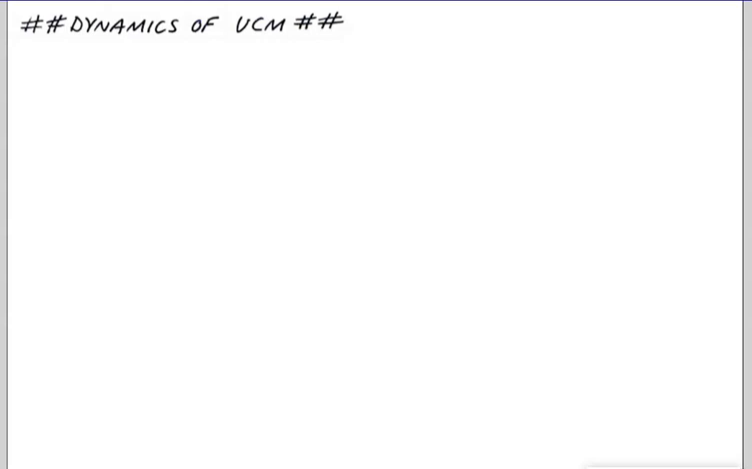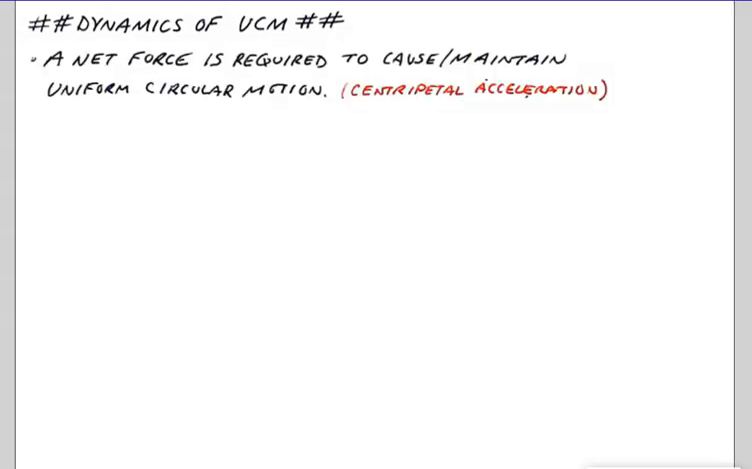Today we'll look at the causes of circular motion. Just like any other acceleration, a net force is needed to produce a centripetal acceleration and the resulting circular motion. This net force is called the centripetal force. You could also think of it as the force that maintains circular motion.